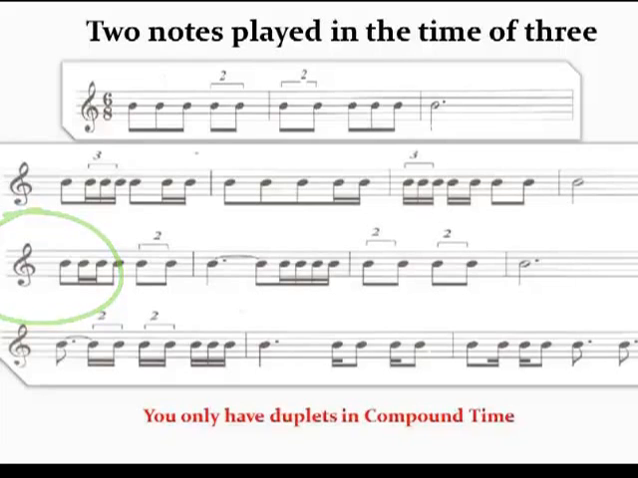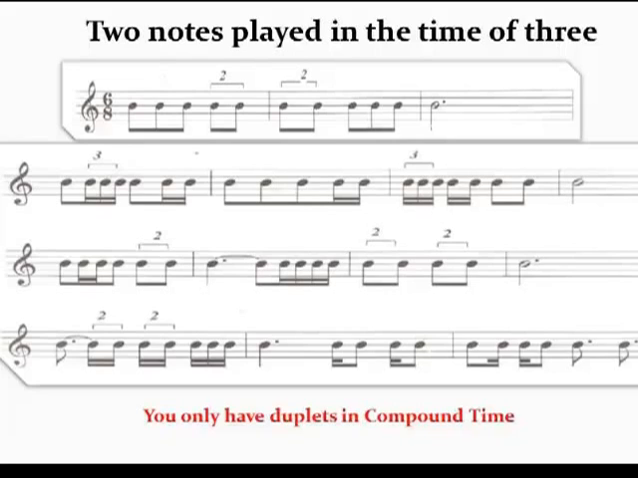Again, we have duplets, so we know it's going to be in compound time. We have a dotted eighth note by itself. Then we have a duplet of 16th notes, so that can be our unit beat. Then our second unit beat would be the duplet 16th notes. The next unit beat would be the 3 16th notes. So in this measure, we have 4 unit beats.